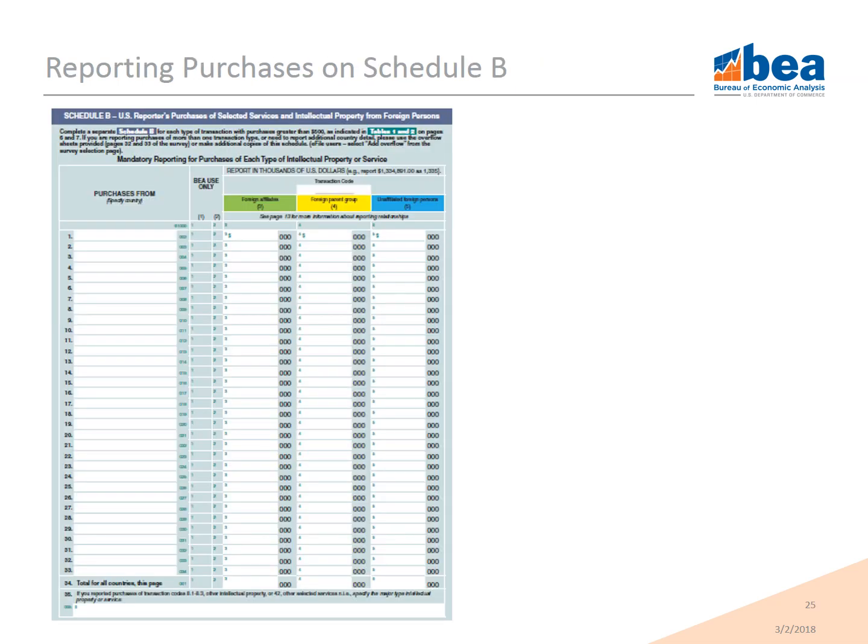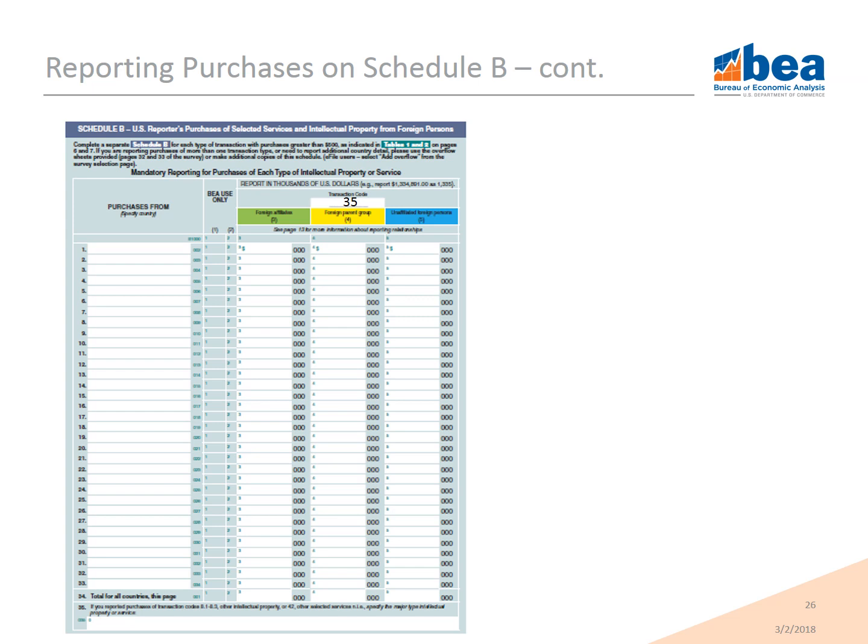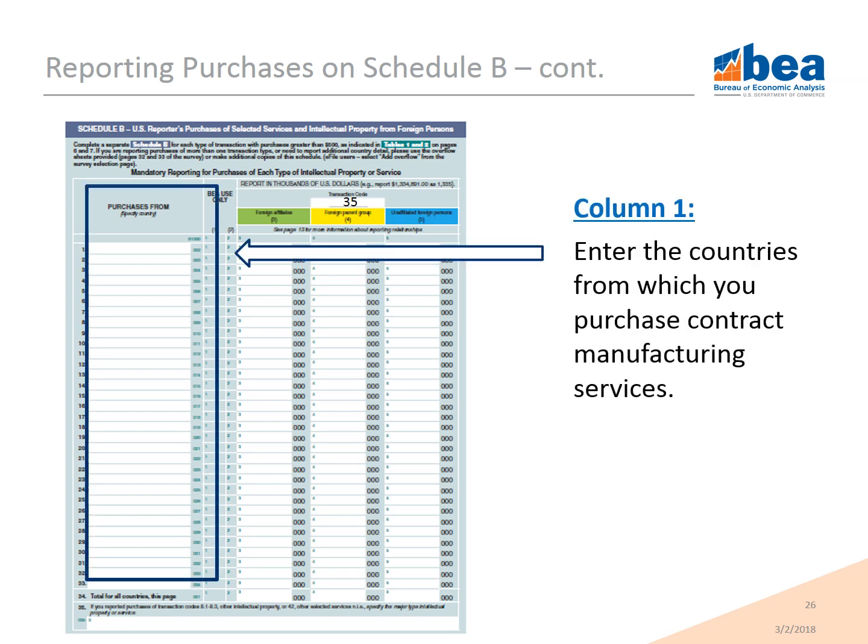Reporting purchases of contract manufacturing services on the Schedule B is similar to reporting sales on Schedule A. First, enter 35 as the transaction code at the top of the page. Next, enter the country of the seller in column 1. In this example, the U.S. reporter purchased services from Mexico.